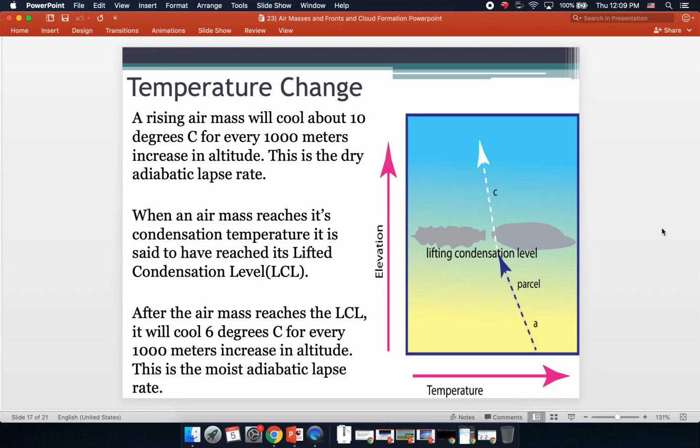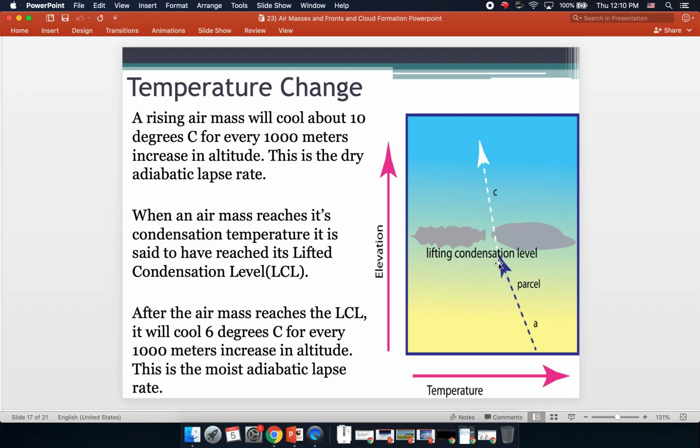All right, now let's go a little more in depth on cloud formation. So a rising air mass will cool about 10 degrees Celsius for every 1,000 meters it increases in altitude. And this is the dry adiabatic lapse rate. So this is before the air mass condenses into a cloud. Okay, so that's down here. All right, as the air mass rises, for every 1,000 meters it rises, it will cool by about 10 degrees Celsius. All right, and then the air mass will eventually reach what's called its lifted condensation level.